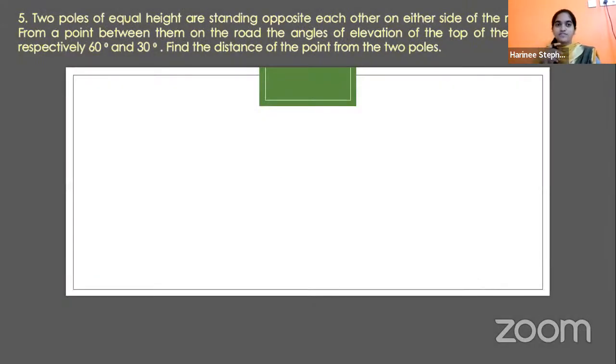This is the OR choice of 3-mark question. Two poles of equal height are standing opposite to each other on either side of the road, 80 meter wide. From a point between them on the road, the angle of elevation of the top of the two poles are respectively 60 degree and 30 degree. Find the distance of the point from the two poles.